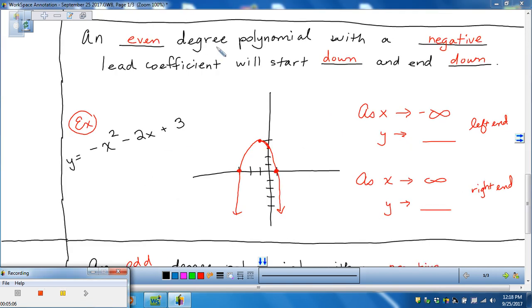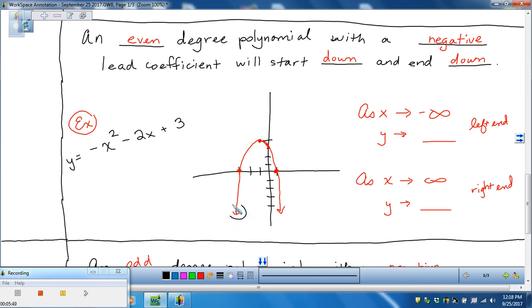Now for the third example, an even degree polynomial with a negative lead coefficient will start down and end down. So in this particular example, I have y equals negative x squared minus 2x plus 3. My biggest exponent is a 2, which is an even number, so this is an even degree polynomial. And you'll notice that its lead coefficient is negative, and so my graph, even before I graph it, I would expect that it would start down and end down, so both sides would be going down.